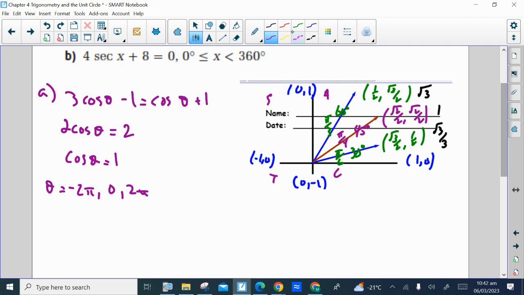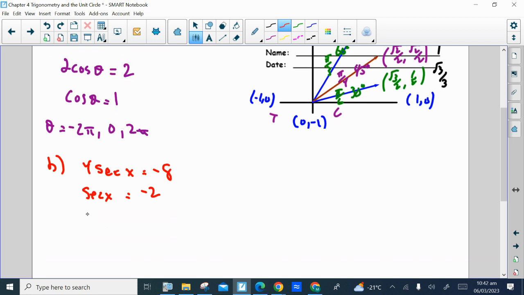For question B, we need to be in degrees this time. But first, we need to get the secant of theta or secant of x by itself. So I would subtract 8 from both sides and then divide by 4. It'll be negative 2, which means the cosine of x would have to equal negative a half.